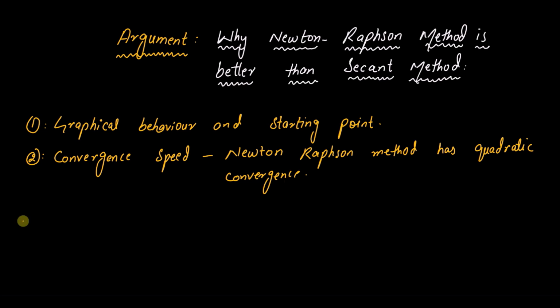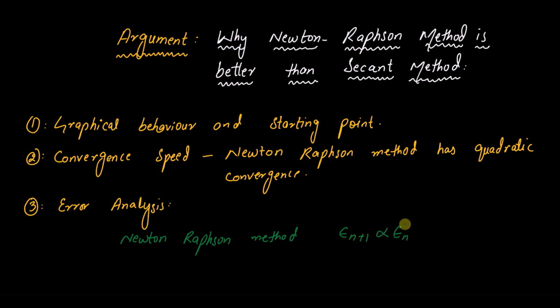Thirdly, we have the error analysis. Let's look at the error formula for the Newton-Raphson method. The error at each step n plus 1 is proportional to the square of the previous error. For Newton-Raphson, epsilon n plus 1 is proportional to epsilon n squared. So that is basically the error at each step n plus 1 is proportional to the square of the previous error. So that's powerful. Each new error shrinks dramatically.